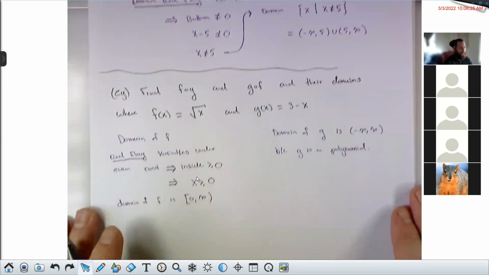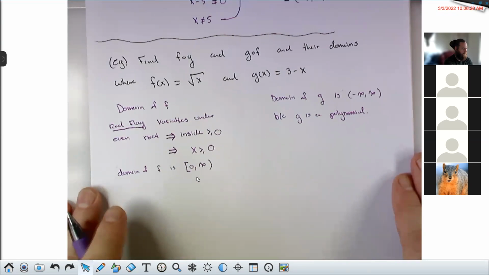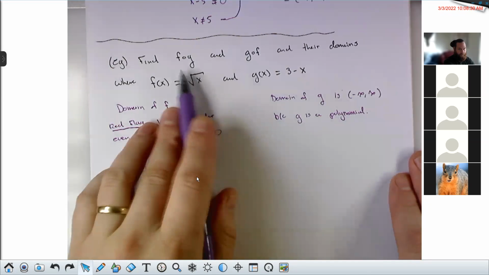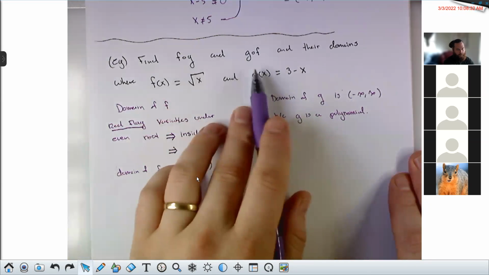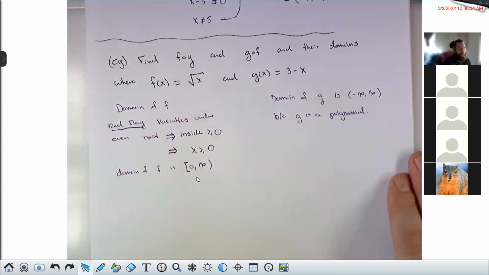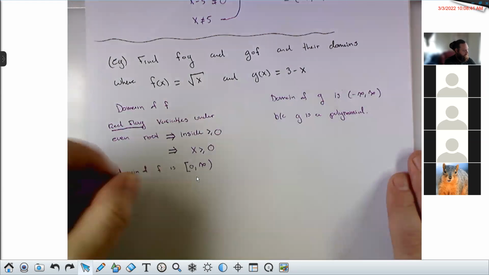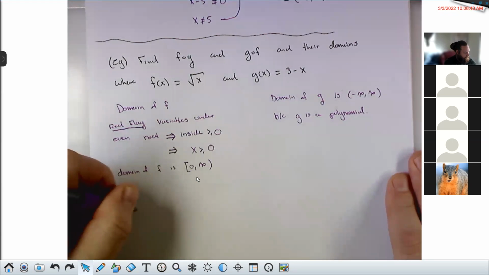All right. Now we were told to find f of g, right? f circ g and g of f and their domains. All we've done so far is find the domain of the two original functions. We haven't done any of the stuff the problem asked. So let's go ahead and find f of g.